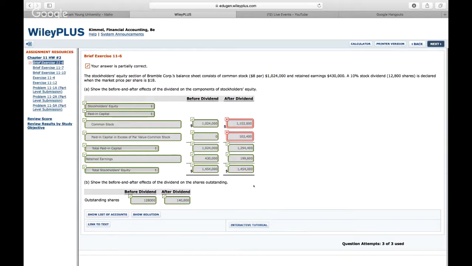Now, for the next one, we're just going to start from the bottom. For this one, we're going to take this number that we just got, 128,000, and we're going to multiply it by 110%. 100% because you did pay this already, you're adding this already as is, plus the 10% stock dividend. So go ahead and multiply 128,000 by 110%, and you should get 140,800.